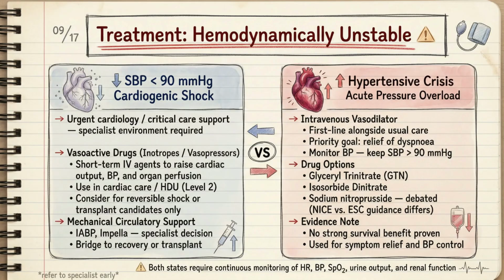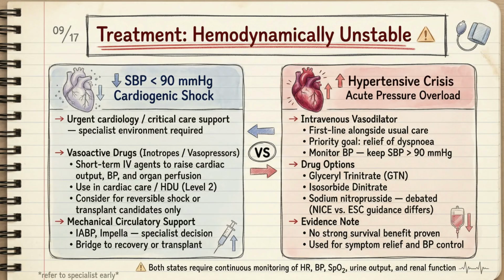Scenario 1, cardiogenic shock, systolic BP below 90 millimeters of mercury. This requires urgent cardiology and critical care support, a specialist environment. Vasoactive drugs, inotropes and vasopressors, short-term IV agents to raise cardiac output, blood pressure, and organ perfusion. Use only in cardiac care or a high-dependency unit. Consider only for reversible shock or in transplant candidates. Mechanical circulatory support, IABP, Impella, specialist decision only, bridge to recovery or transplantation.